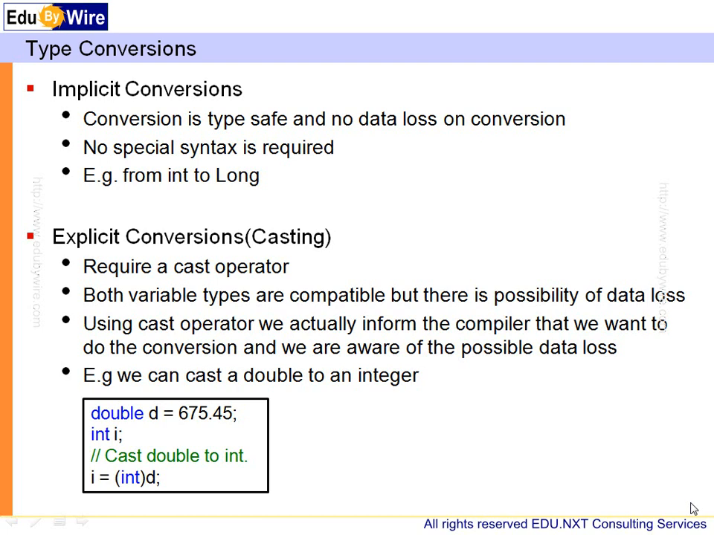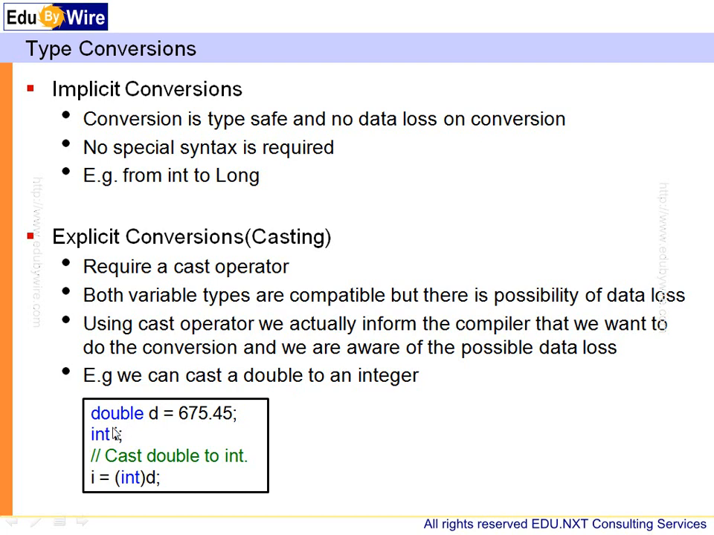The next type is explicit conversion, and this is also called casting. Casting requires a cast operator. In explicit conversions, both variable types are compatible, but there is a possibility of data loss. Using the cast operator, we inform the compiler that we want to do the conversion and we are aware of the possible data loss. For example, we can cast a double to an integer.